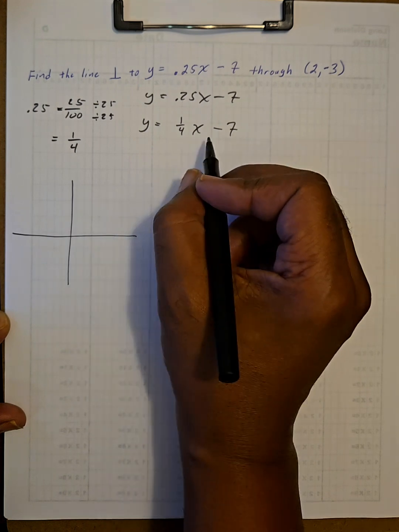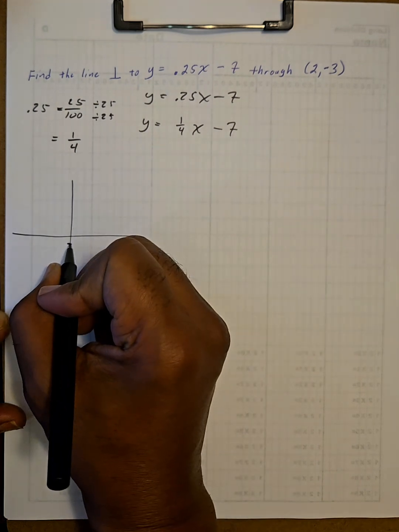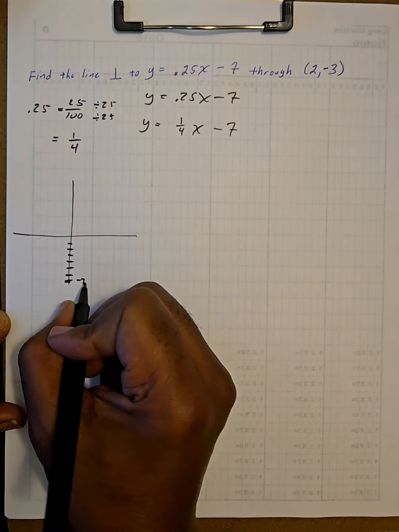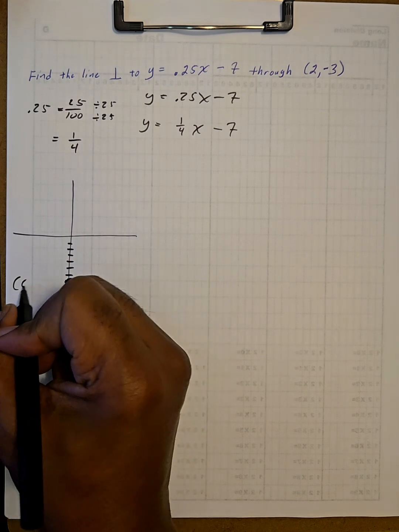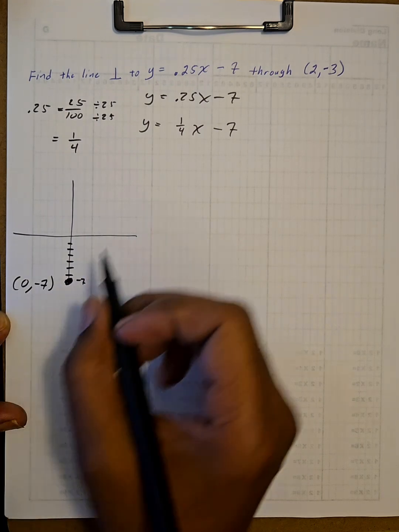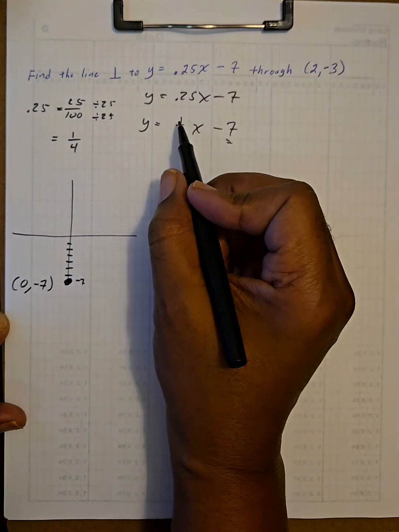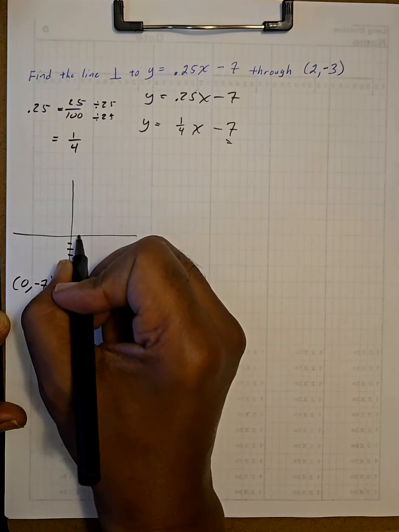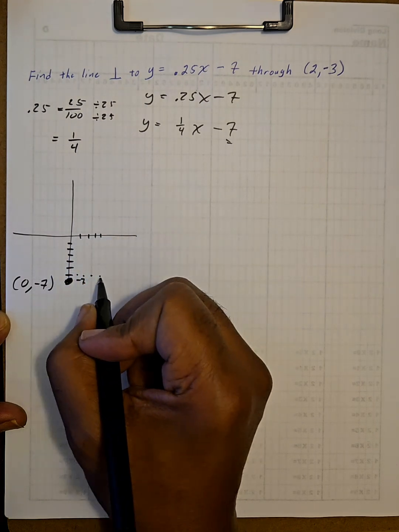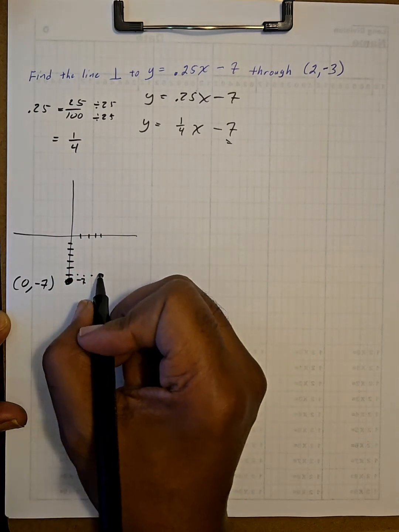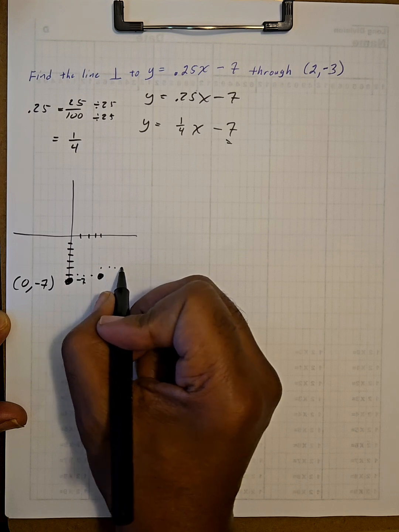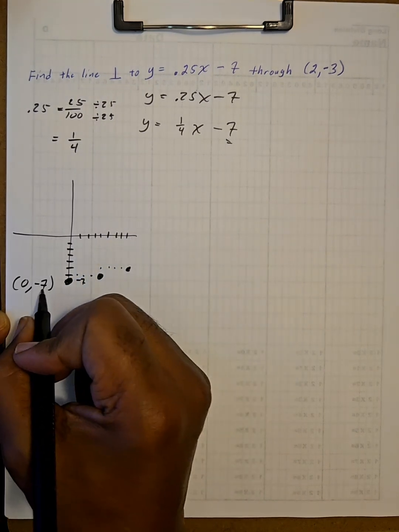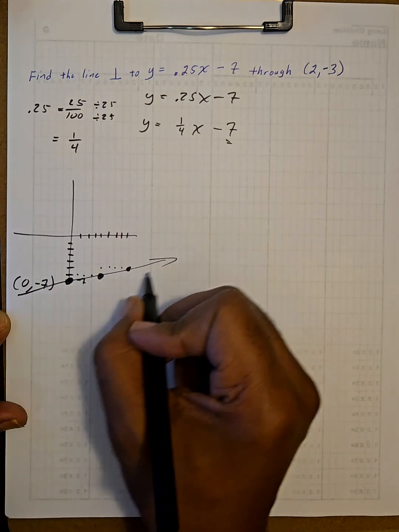So we want to go to negative 7 on the y-axis: 1, 2, 3, 4, 5, 6, 7. Okay, that's negative 7. We're going to put a point there. That's our y-intercept. And then we'll go up 1 and over 4. So we're going over 4 times, and then up 1. And you can see the line here that's being developed.